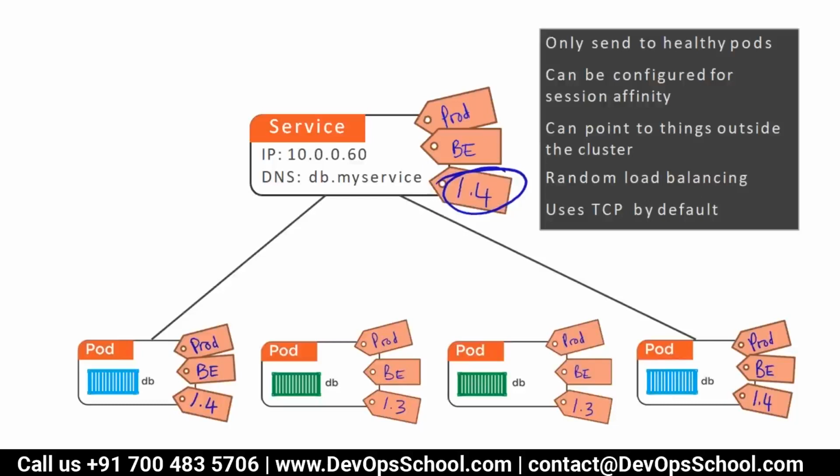So yes guys, what is a service? Service is the load balancer. It only sends the traffic to the healthy pods, can be configured for session affinity, and can point to the outside of the cluster as well. It is a random load balancing, and just like other load balancers, it uses the TCP protocol by default. Okay, so am I clear with the services?